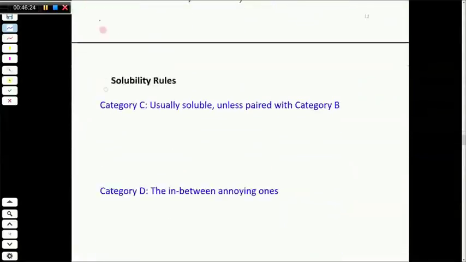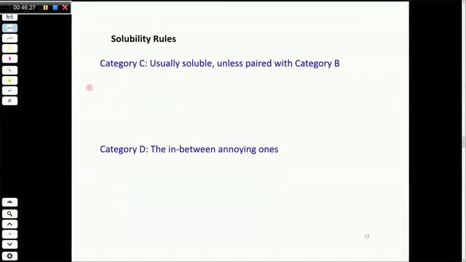And then moving on to the next one, so there's only 2 more categories to go to. So we have category C, which is usually soluble unless paired with category B. So remember, category B are the ones that tend to be insoluble, and then there's some cations and anions that they're going to be soluble unless they're with one of those. So again, let's try to remember this as a hierarchy. So halides are usually soluble.